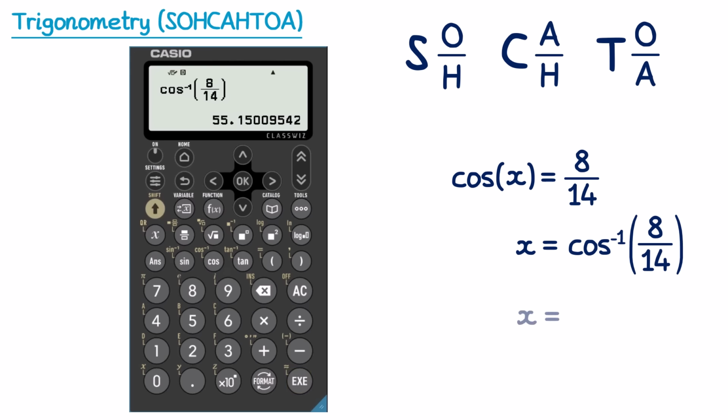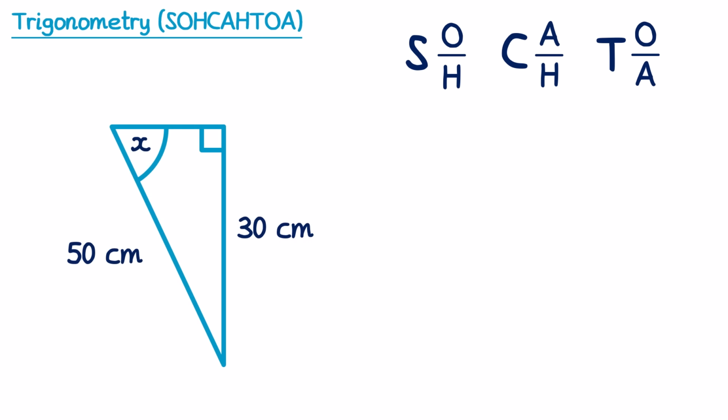So the answer for this one is x equals 55.1500 and so on, and if we round this off, it'll be 55.2. Notice I've put a degree sign this time because it's the size of an angle, it's not the length of a side. Let's have a look at a second example like that one.